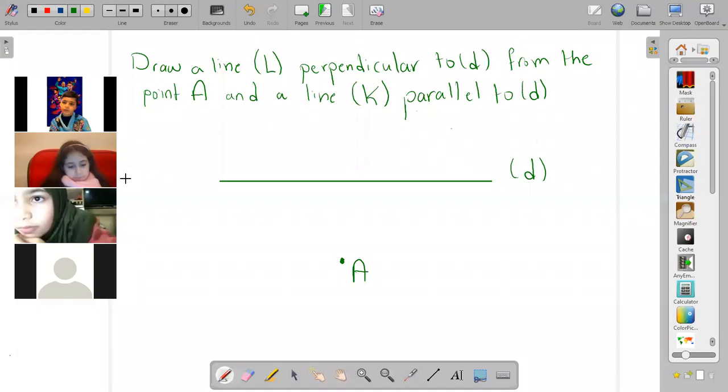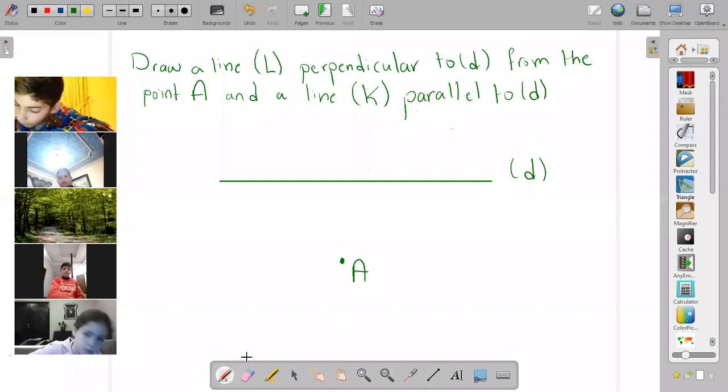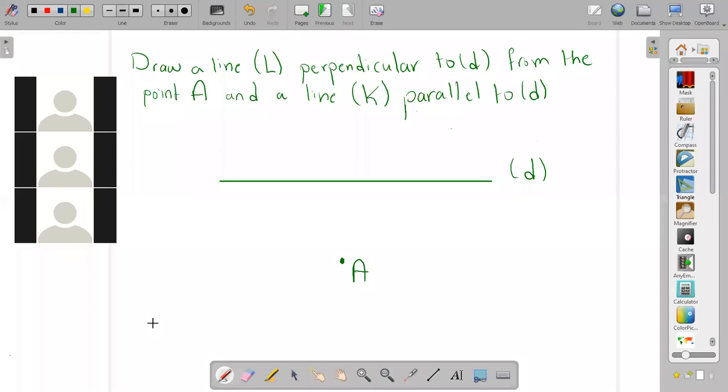Teacher, we don't know the length of the line. A line, you can draw it as you want, any line. Can you wait? I'm marking the question. Sulaiman, copy the question, please. I copied it.